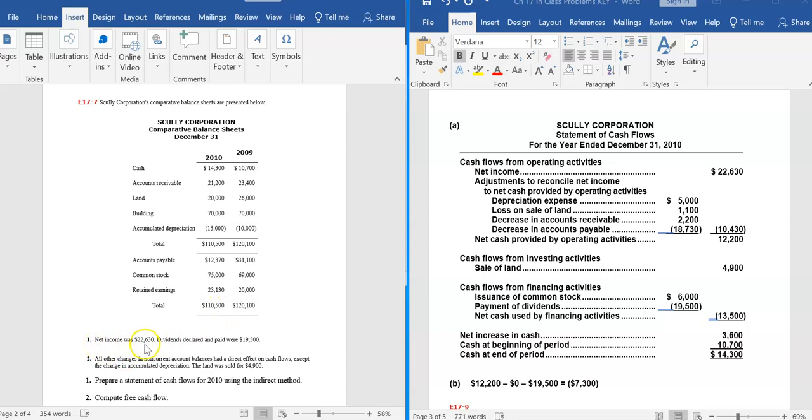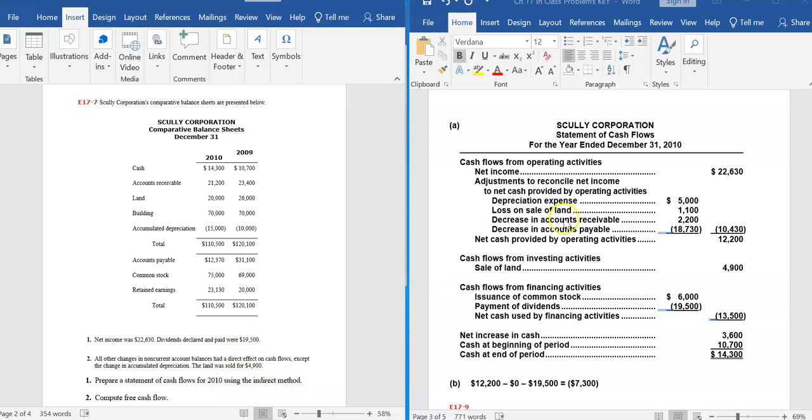Net income, which would have come from the income statement, was $22,630. The company had declared and paid dividends of $19,500. All other changes in the non-current account balances had a direct effect on cash flows, except change in the accumulated depreciation. Land was sold for $4,900. Prepare a statement of cash flows from 2010 using the indirect method.